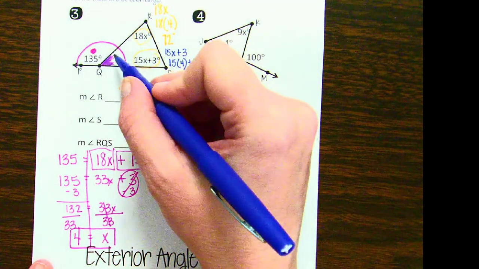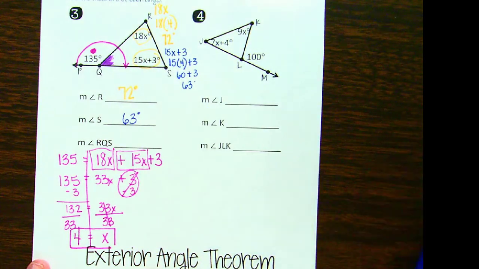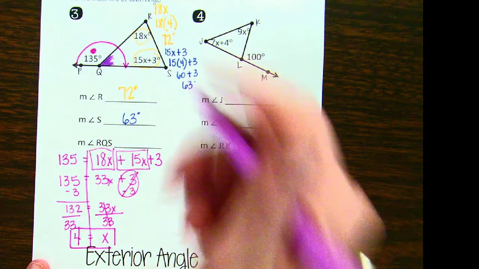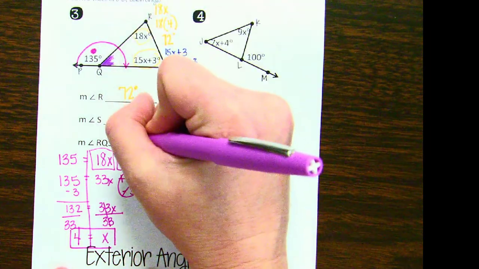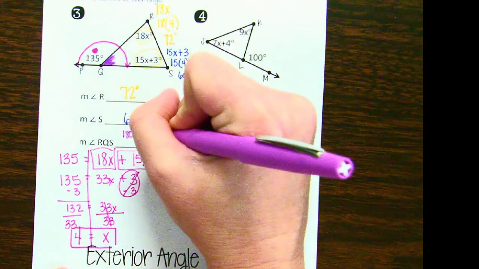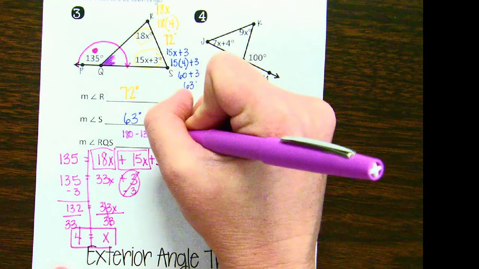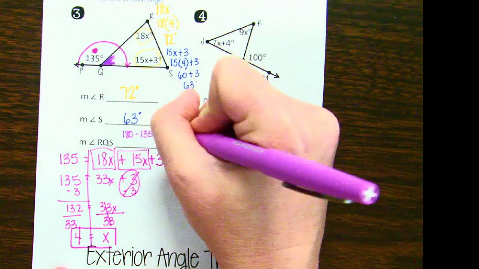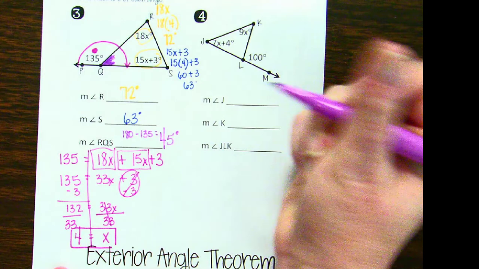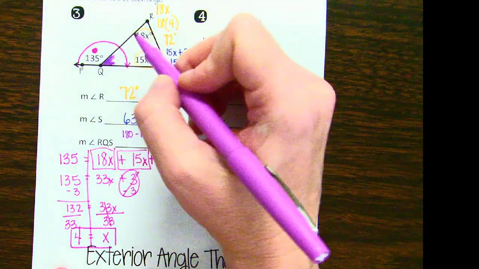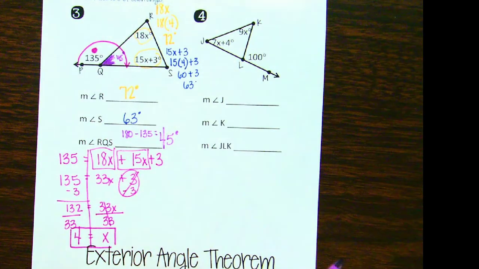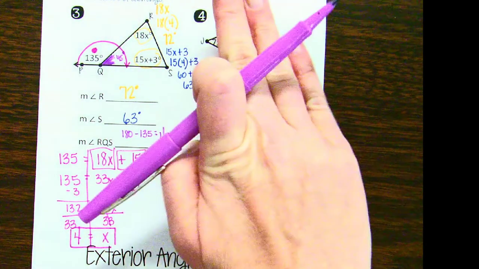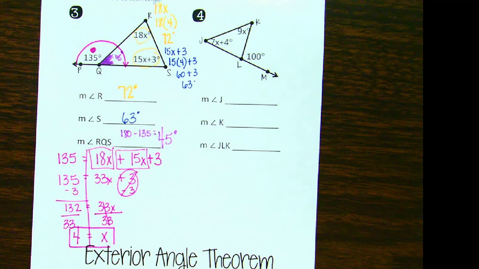And then this little angle right here, it's going to be 180 minus 135. And that's going to be equal to 45 degrees. So this one is 45 degrees. I'm going to let you guys try number 4 on your own.